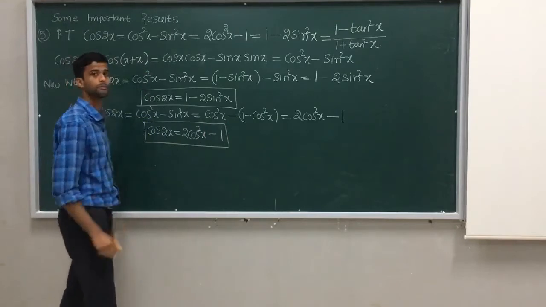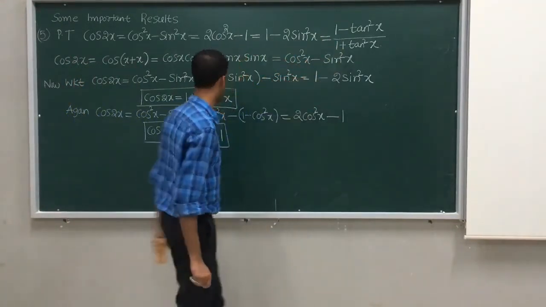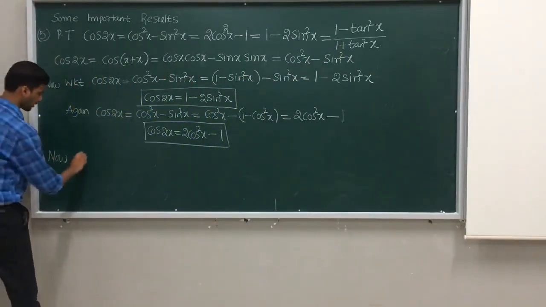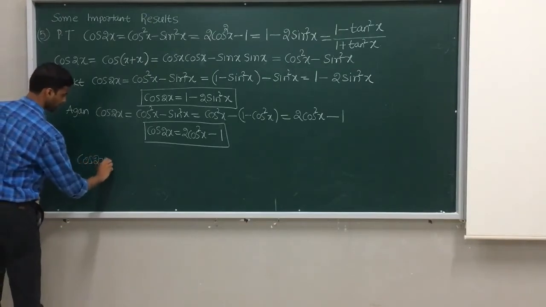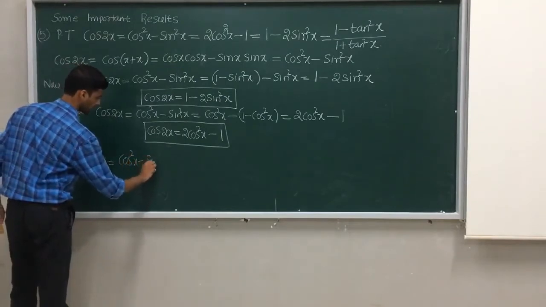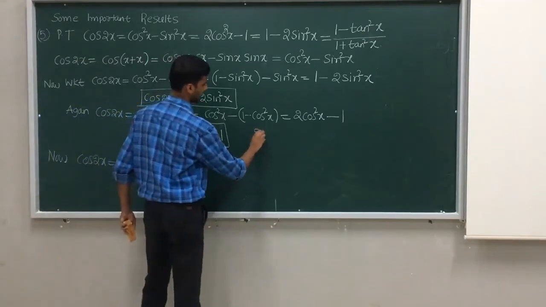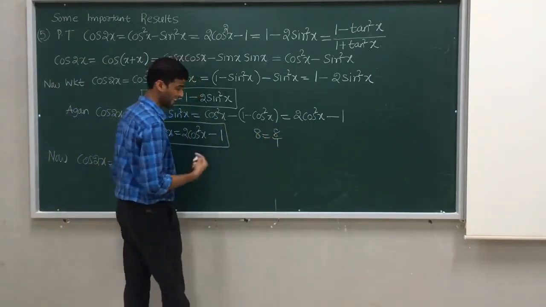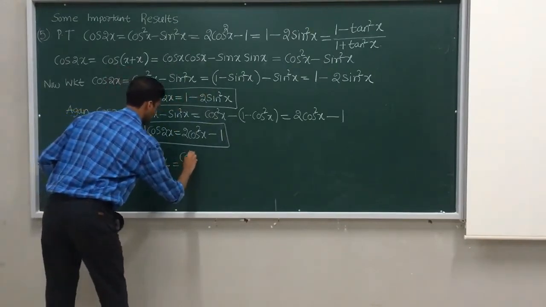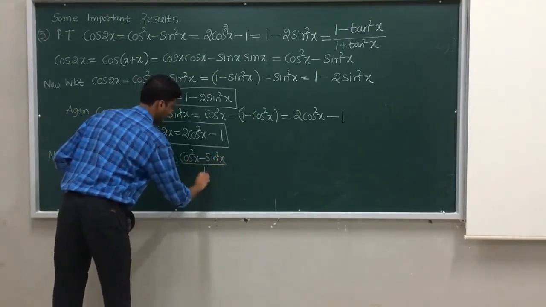Also, you understand? Now, this proved. See, now, cos 2x, you proved it as cos square x minus sin square x. Yes, but you know a can be written as a by 1, like this. I'll use this as cos square x minus sin square x upon 1.